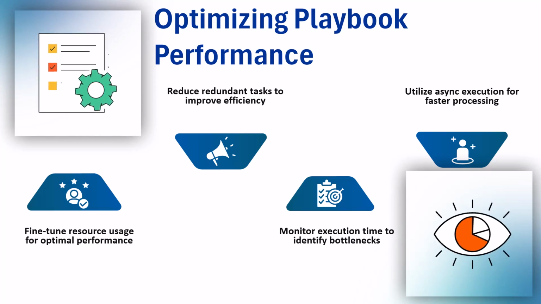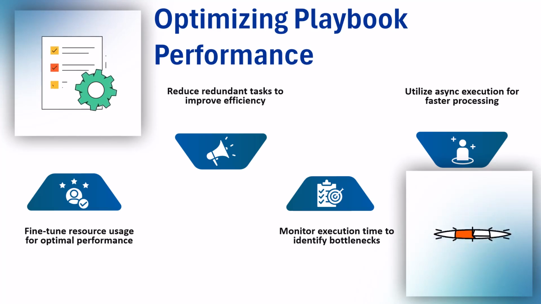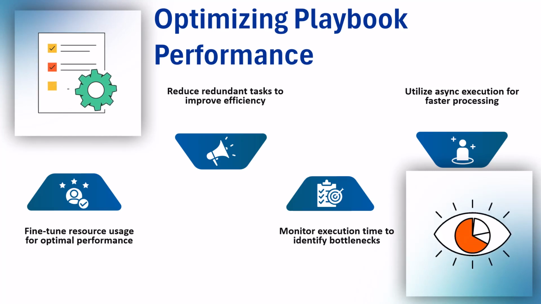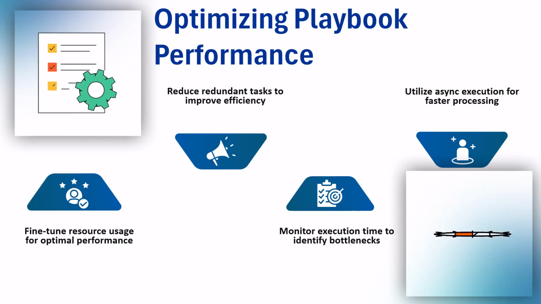Nobody likes a sluggish playbook. First, cut out the fluff. Redundant tasks slow us down. Async execution is like giving tasks wings. They fly faster. Resource tuning is like adjusting the speed on a treadmill. It should be just right. And finally, monitoring execution time helps spot those pesky bottlenecks before they become roadblocks.